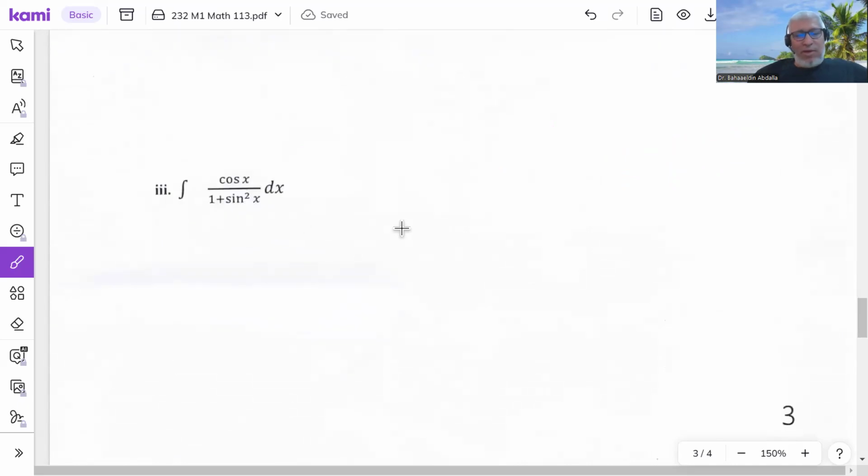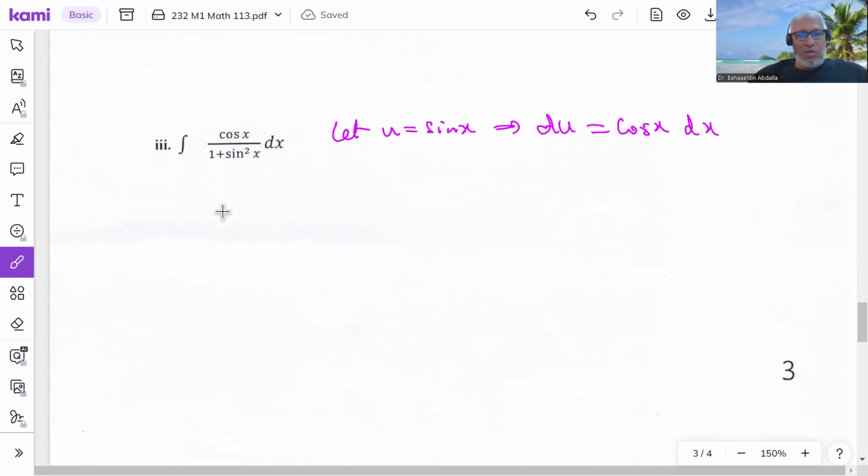Well, I have cosine x over 1 plus sine square x. If you look carefully, you find that derivative of sine x is cosine x. So if I let u equals sine x, then du would be cosine x dx. And let me change this integral to u. So I have here up cosine x dx, and that's just du. And down in the denominator, I have 1 plus sine squared. But sine is u, so sine squared would be u squared.